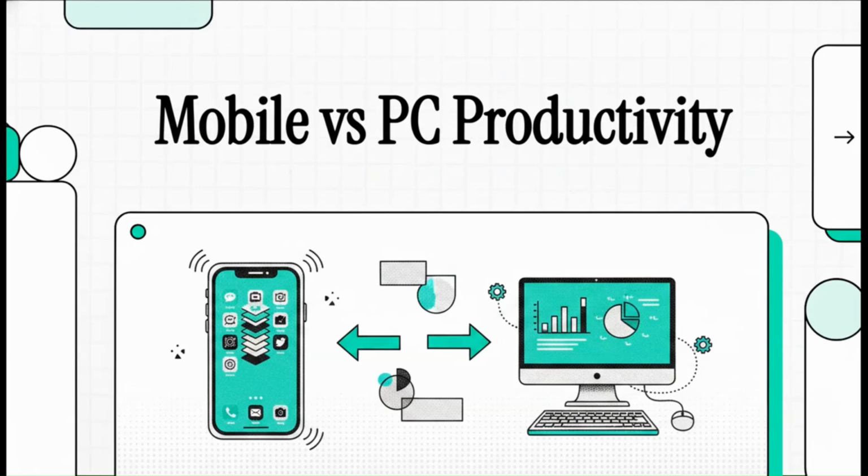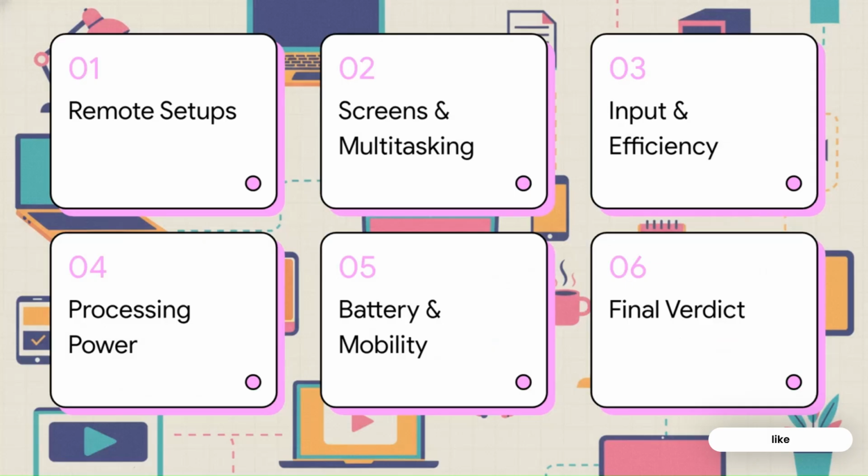We're going to put the two titans of modern technology head to head, the mobile device and the personal computer. Now, you might think you already know which one is better, but when we actually break down the source data on daily utility, the efficiency bottlenecks might really surprise you. Okay, let's dive into this.